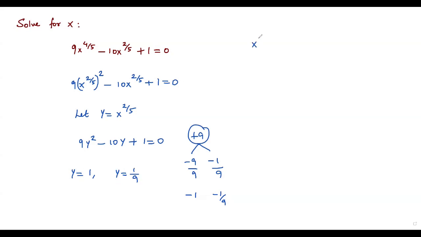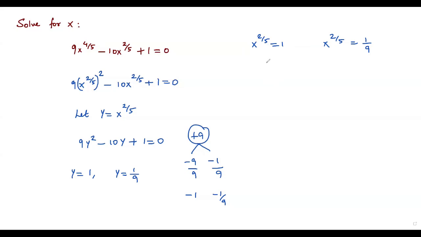Let me do it. Then I'm getting x to the power of 2/5 equals 1, and here I'm getting x to the power of 2/5 equals 1 over 9. Okay, our aim is to solve for x. So to solve for x in both the equations, I have to get rid of the exponent 2/5. To get rid of the exponent 2/5, I have to raise both sides to the power of the reciprocal of this fraction, that is 5 over 2.